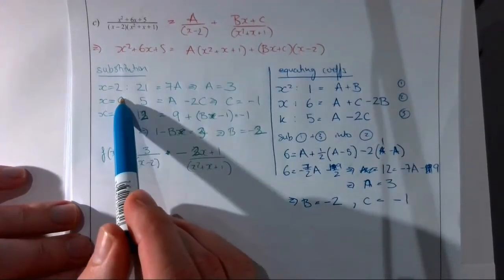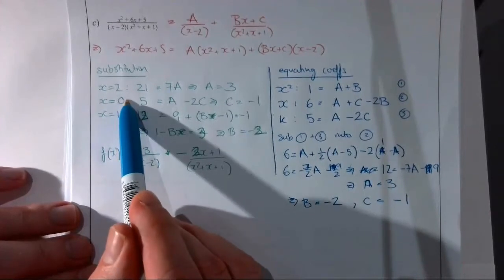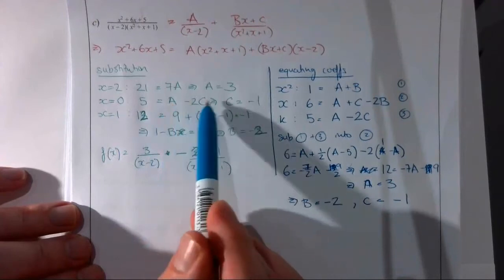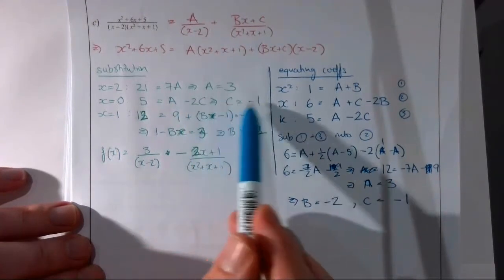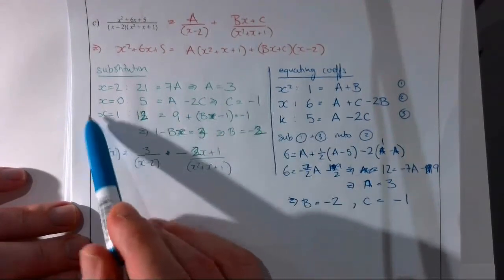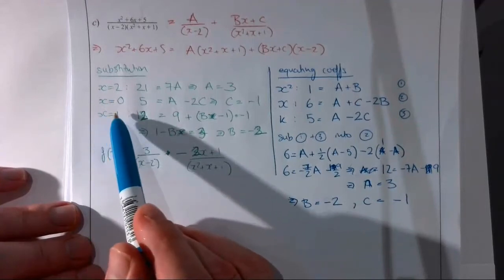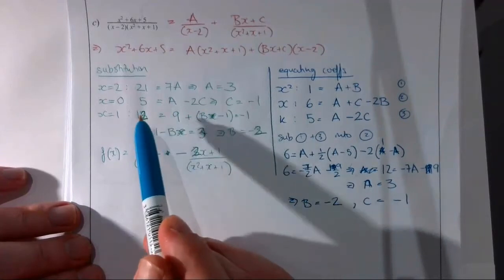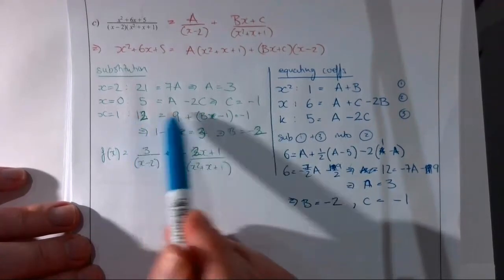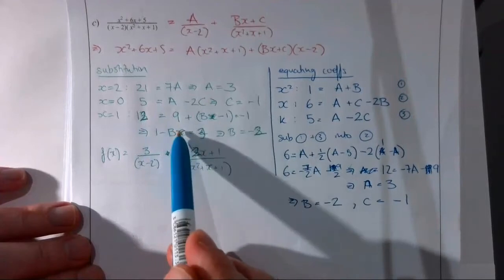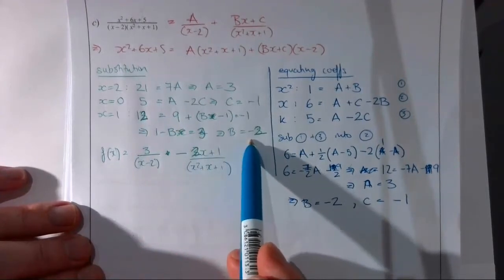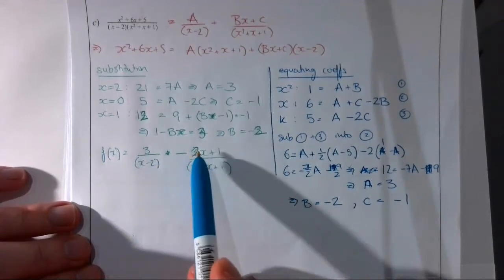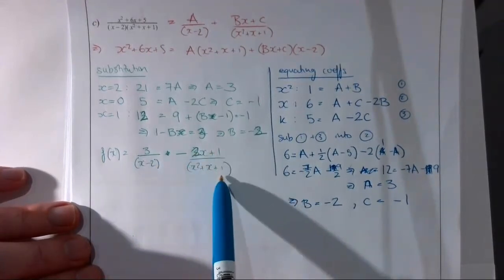But then from that point, I just need some simple values, and I'm going to choose 0 and 1. If I substitute in 0, I get a quick equation in terms of a and c, and I can find c. And if I substitute in x equals 1, well then I'm going to get an equation in terms of a, b, and c, but I substitute for a and c, and it tells me that b is minus 2. So overall, I get f of x is 3 over x minus 2, take away 2x plus 1 over x squared plus x minus 1.